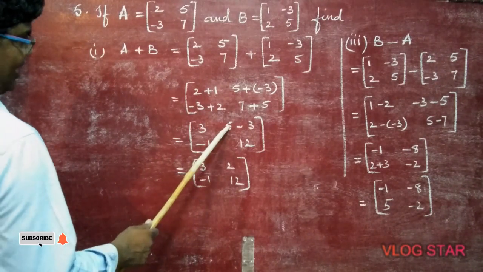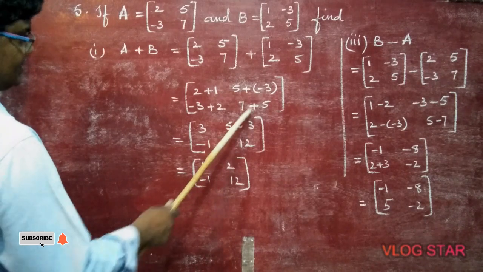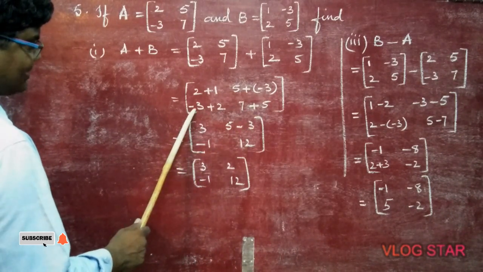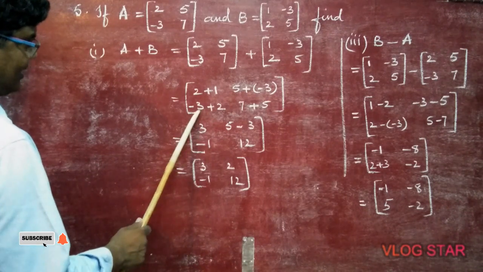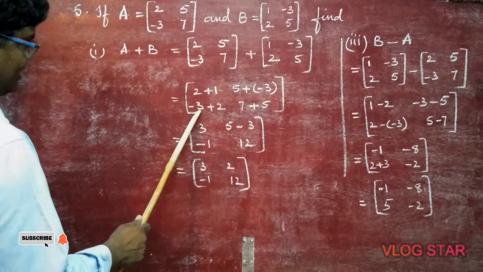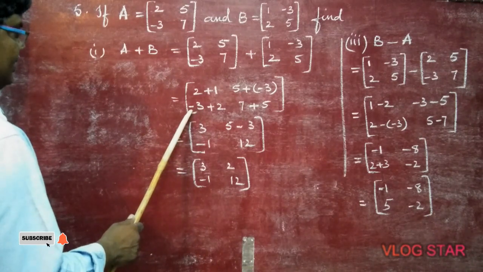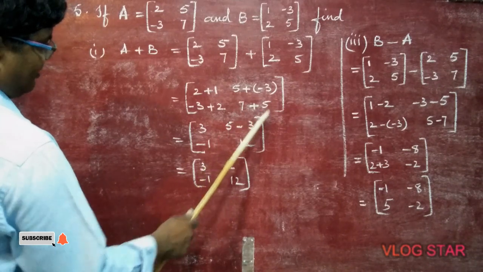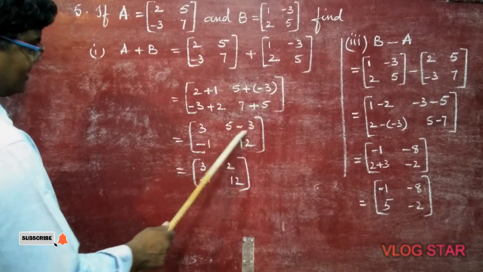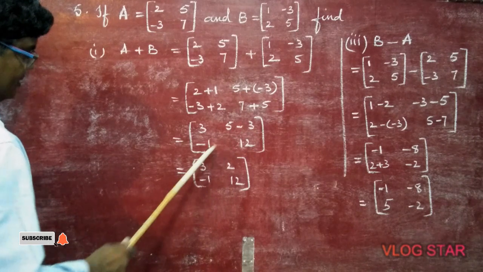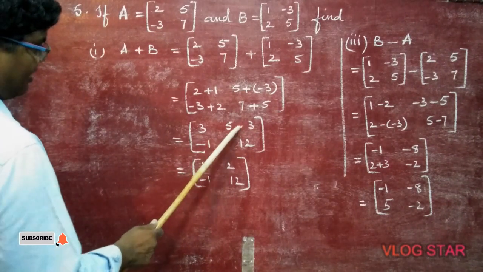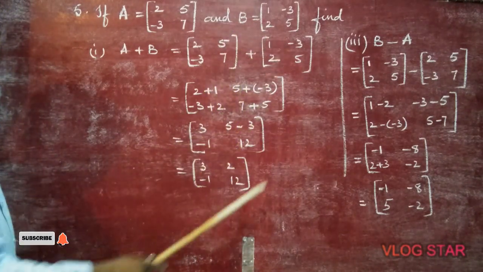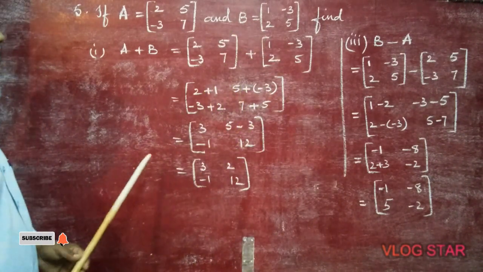3. 5 plus into minus, minus 3. Here minus 3 plus 2. Opposite signs, we have to subtract and take the sign of the bigger number. 3 if we take 1 will come and minus 3. 3 is the bigger number. So minus 1. 7 plus 5, 12. Now again here simplification we did not complete. 3 as it is. 5 minus 3 is 2. Here minus 1, 12. This is the way of adding matrices.